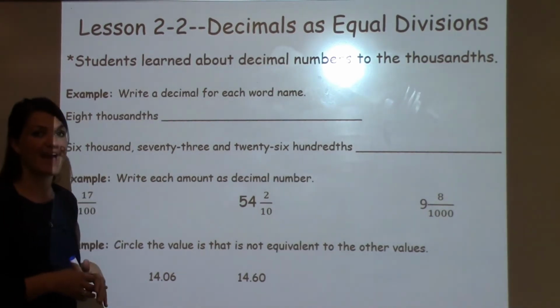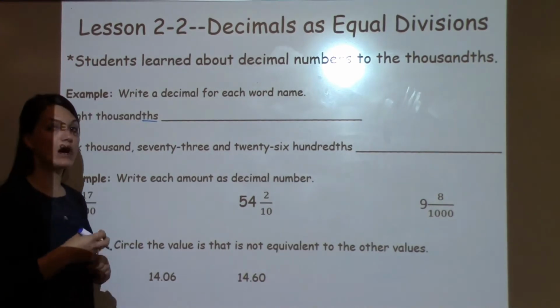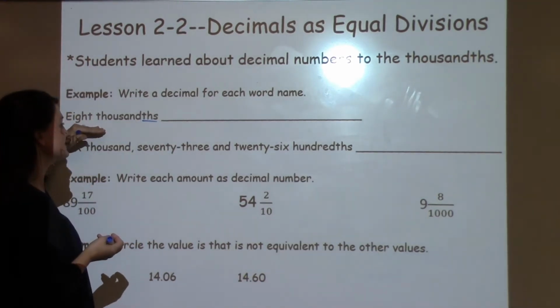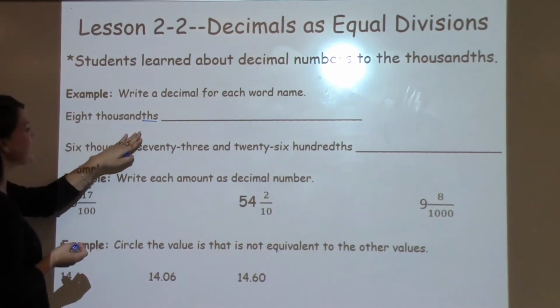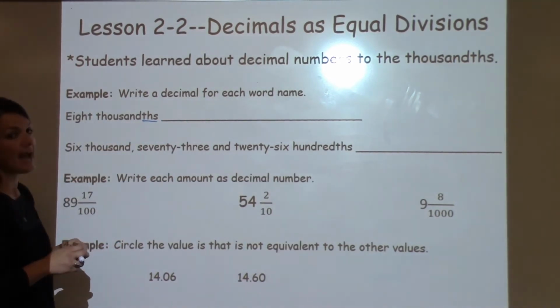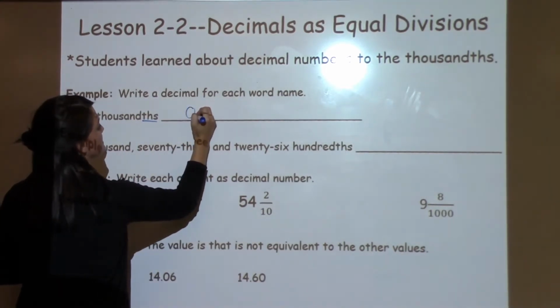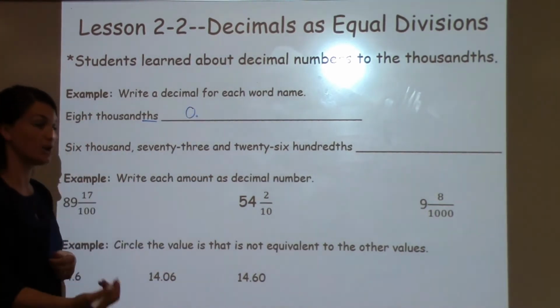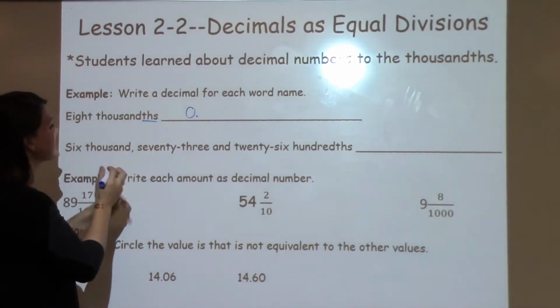The first word name I have is 8 thousandths. This is different than 8,000 because we're talking about decimals whenever I have a TH at the end of my word. So 8 thousandths I'm going to write in number form. I always start with the 0 in the ones place because a decimal is less than a whole. So I don't have anything in my ones place. And then I have 8 thousandths.